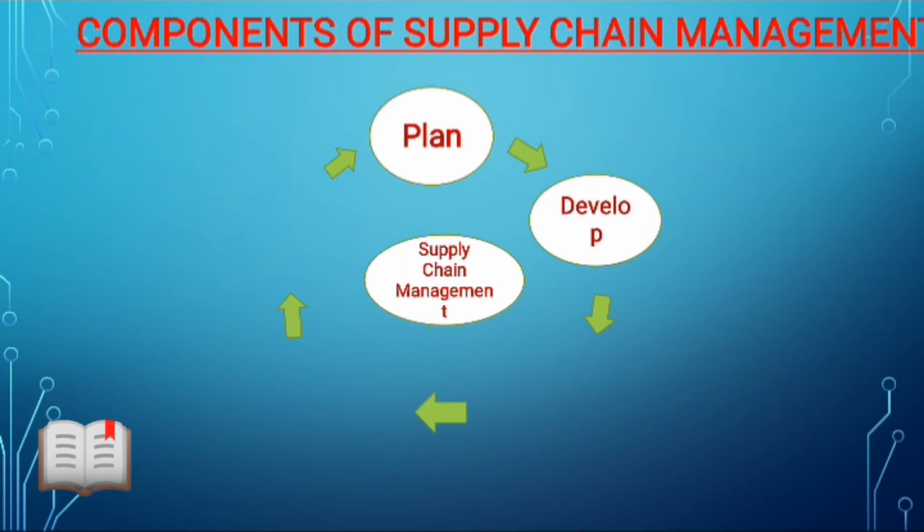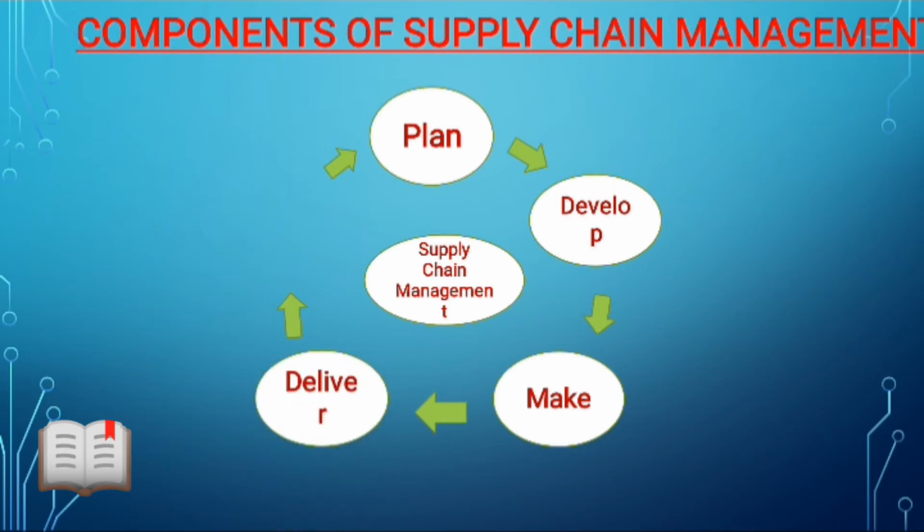Develop. After planning, the next step involves developing and sourcing. In this stage, we mainly concentrate on building a strong relationship with suppliers. Make. The third step is manufacturing or making of products that were demanded by the customer. In this stage, the products are designed, produced, tested, packaged, and synchronized for delivery.